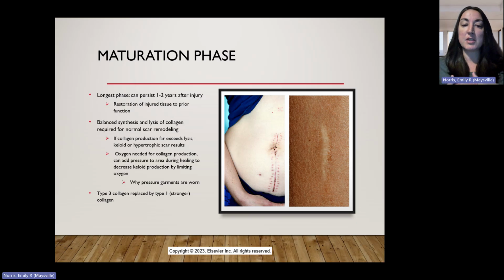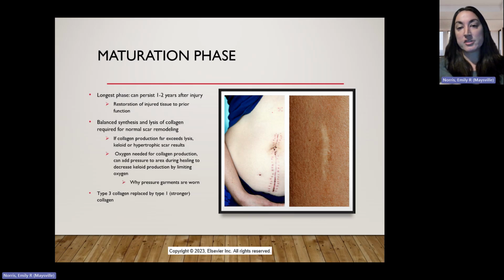If too much collagen is being produced and not enough is being broken down, then a keloid or a hypertrophic scar can result, and it can be a little less mobile and a little more noticeable. But if not enough collagen is being produced, then the scar does not get strengthened and heal properly. It could crack open and not have a good healing process.